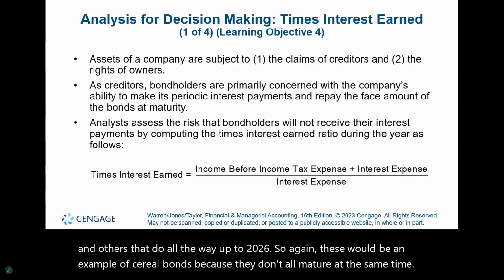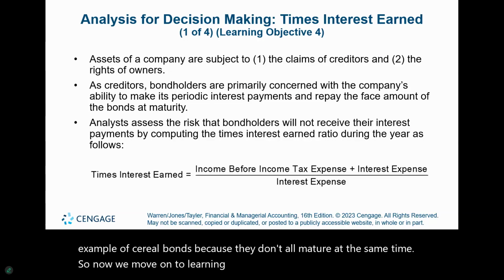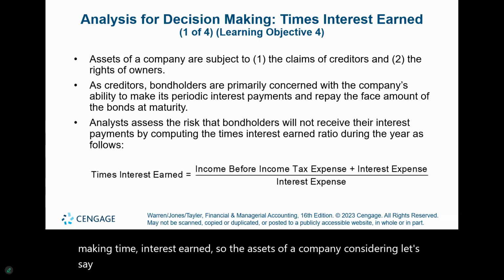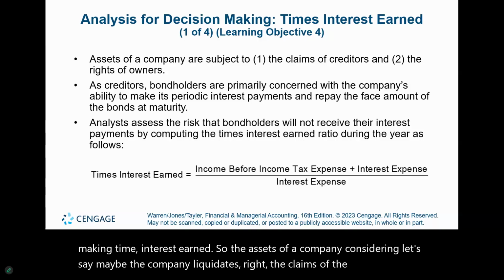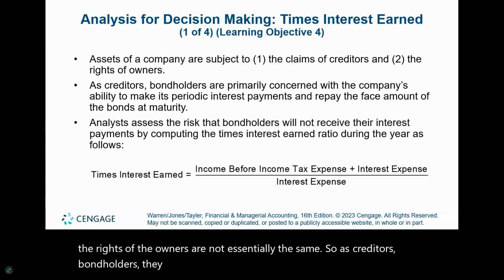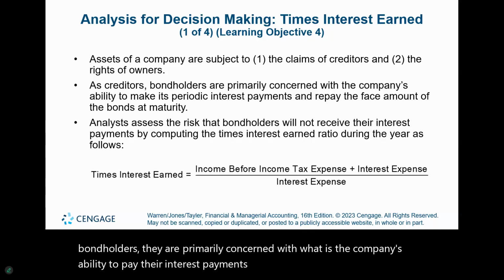So now we move on to learning objective 4, an analysis or decision-making tool: times interest earned. Consider the assets of a company, let's say the company liquidates, right? The claims of the creditors and the rights of the owners are not essentially the same. Creditors and bondholders are primarily concerned with the company's ability to pay their interest payments and pay the amount at maturity, right?